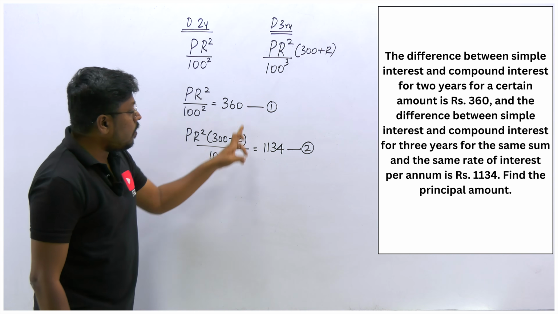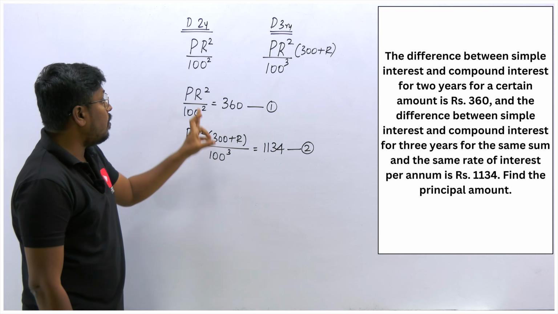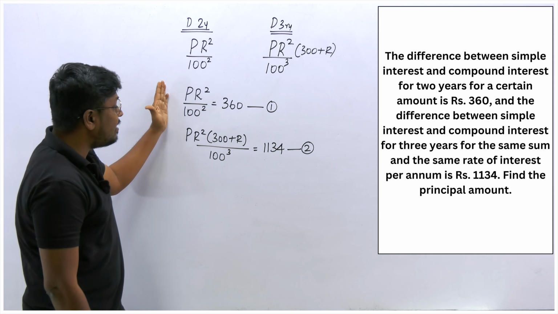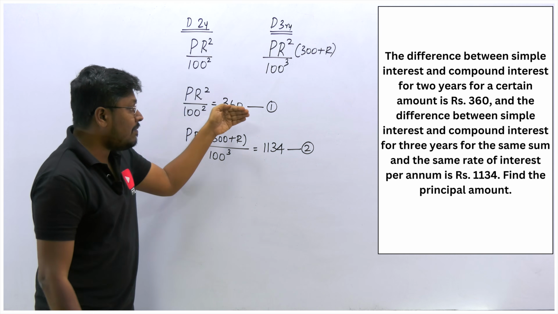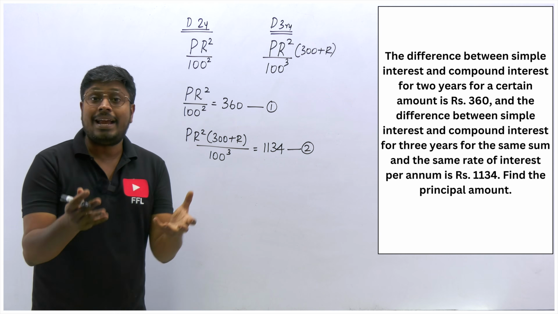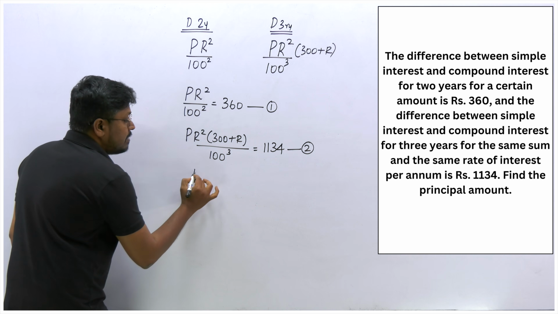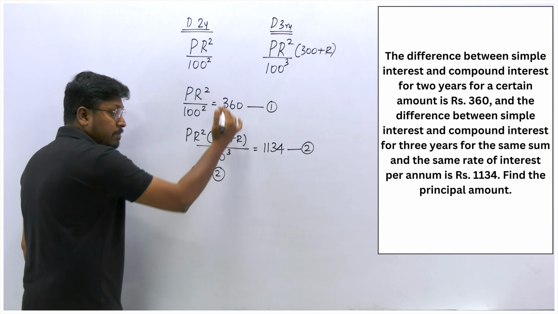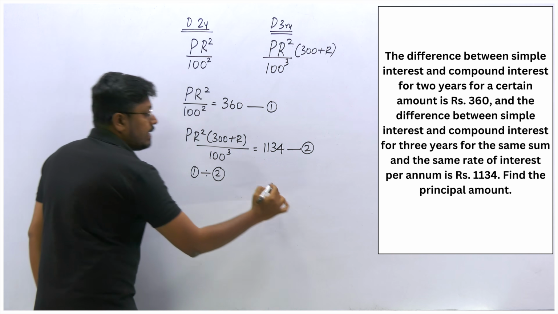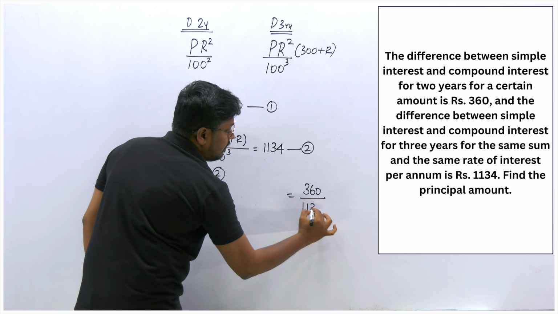So finally we got two equations. Now we need to find any one value. Either we can equate this to find the principal directly, or we can find the rate of interest first, and then solve the question. So what I'm going to do is divide equation 1 by equation 2. Right? I'm going to divide both the equations. So while dividing this, we got 360 divided by 1134.